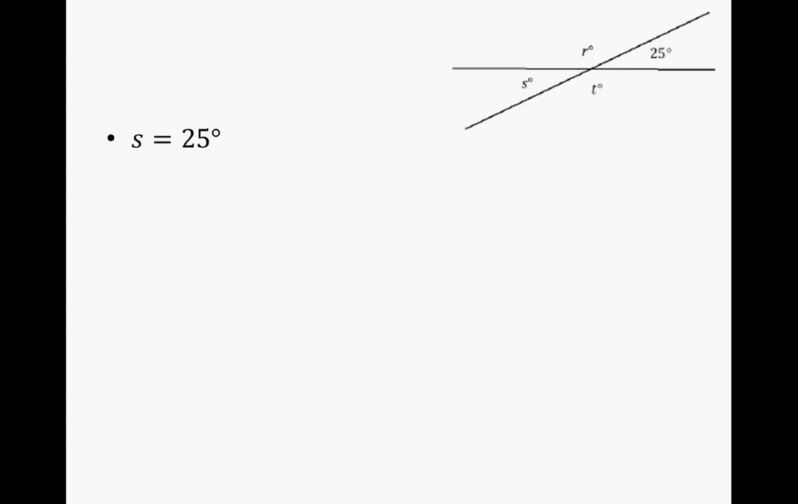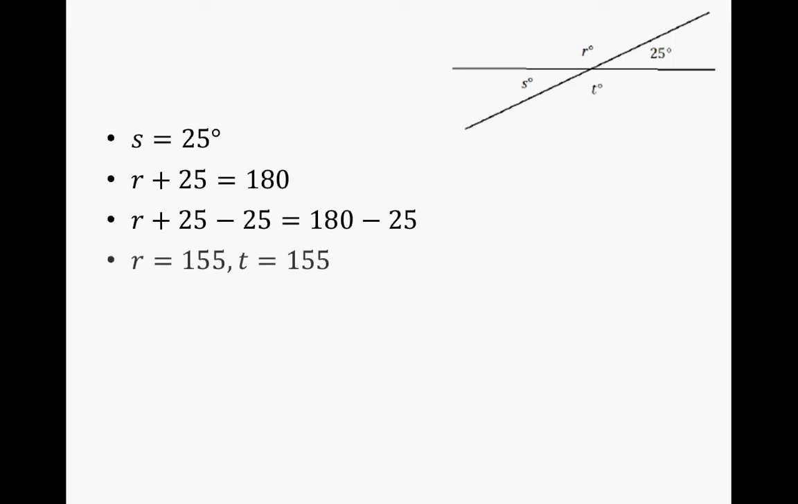So if S is equal to 25 degrees, then R plus 25 is equal to 180 degrees. If we subtract 25 from 180 and from R, we would get R is 155 degrees. Well, remember that R and T are vertical angles, which means they are the same, so that means T is 155.